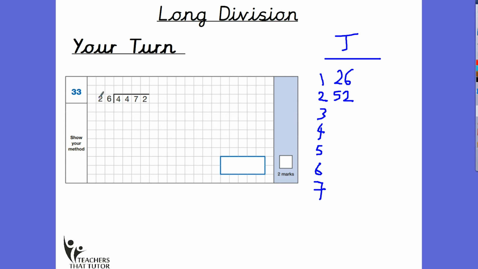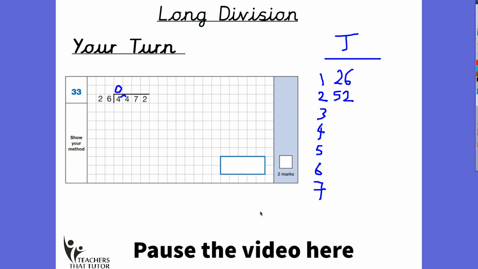And then you want to see how many times does 26 go into 4? It doesn't. So how many times does it go into 44? And check your jottings and try and have a go at working it out. So pause the video here and have a go at that question.